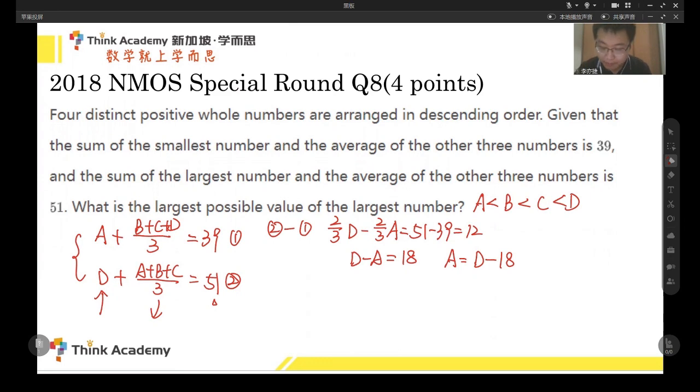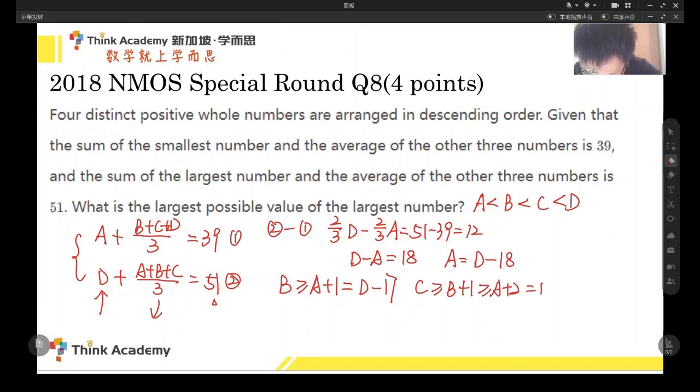Don't forget, B should be greater than A. And for integers, greater means no smaller than A plus 1, right? So the smallest value B can use should be A plus 1, which becomes D minus 18 plus 1, so D minus 17. And for C, the smallest value should be B plus 1, which is A plus 2, which should be D minus 16.